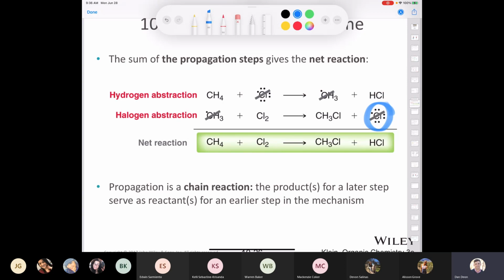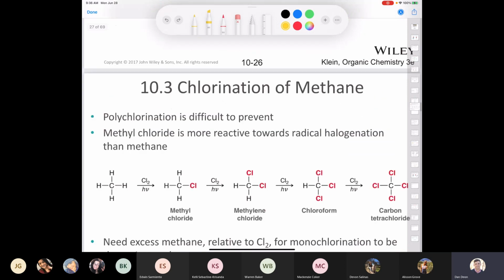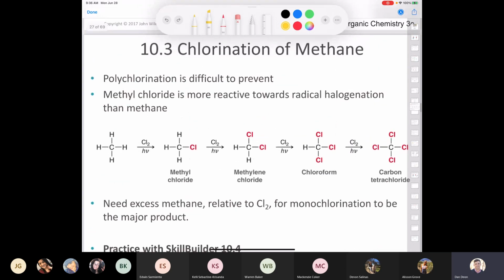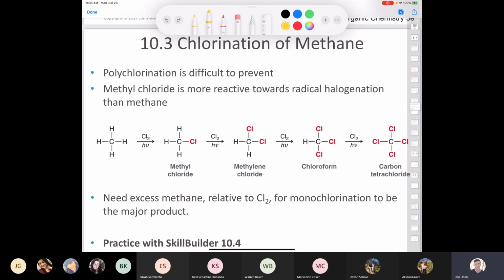Now, what's interesting about this reaction is that once you produce chloromethane, well, then it just keeps going. So chloromethane, methyl chloride, either way, it's the same thing. It says polychlorination is actually difficult to prevent. Methyl chloride or chloromethane just keeps reacting with the halogen over and over and over, and you end up adding more and more chlorines.